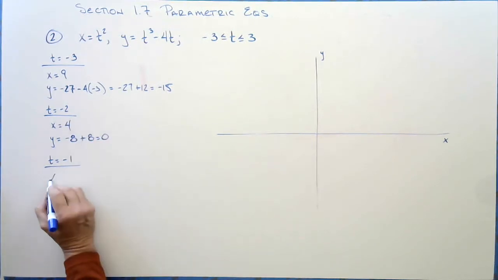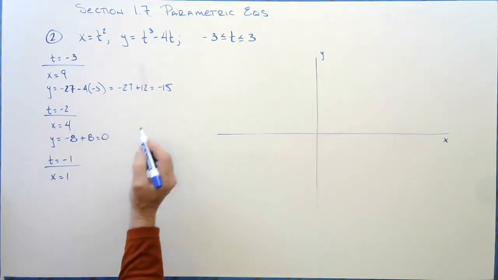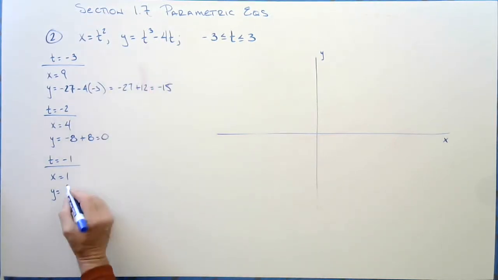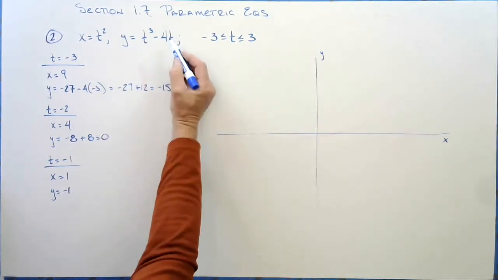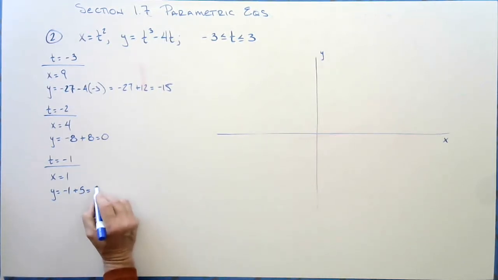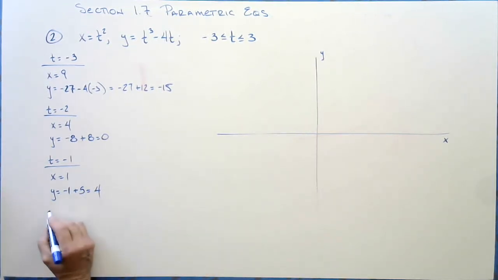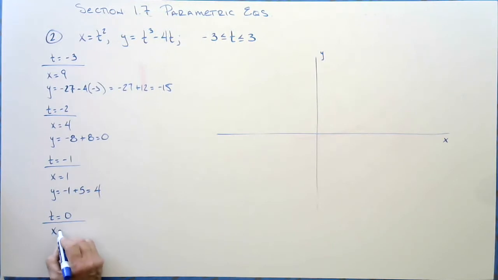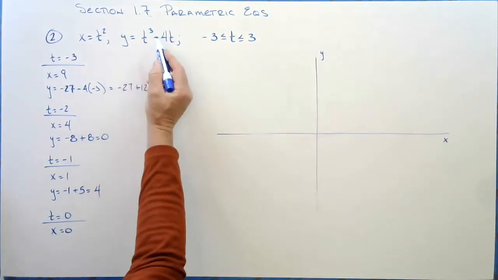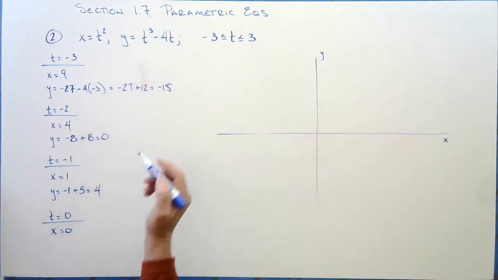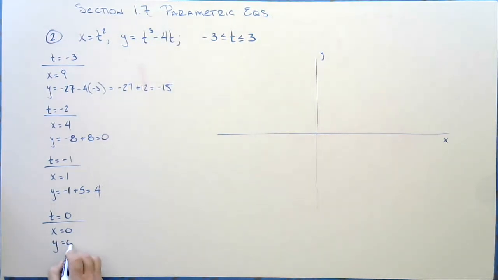Then we check t equals -1. At -1, we get x equals 1, and we get y equals -1 cubed is -1. -1 times -4 is +4, and so we get 3. If we move then to t equals 0, 0 squared is going to give us x is equal to 0. This is going to be y equals 0 cubed is 0 minus 4 times 0. We're going to get y equals 0 as well.